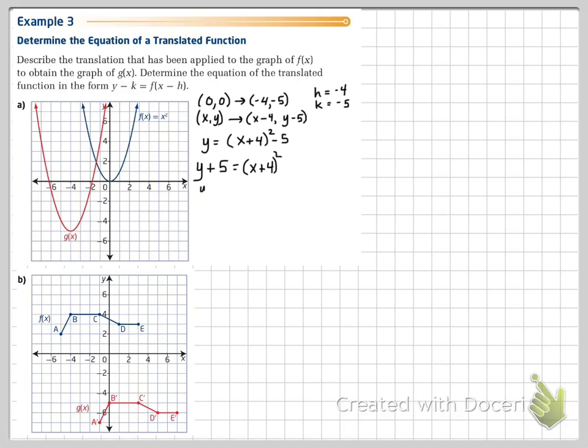So here we have y + 5 is f of x + 4, meaning our original function has now been shifted 4 units to the left and 5 units down.